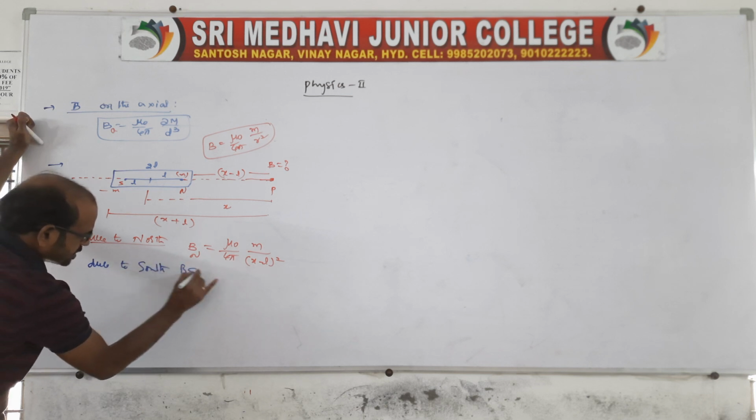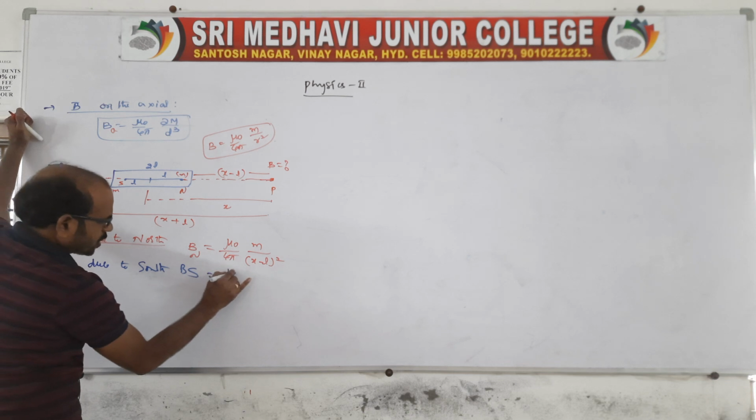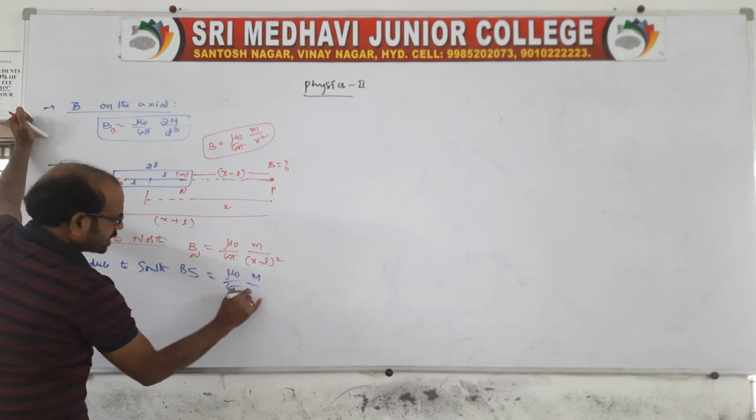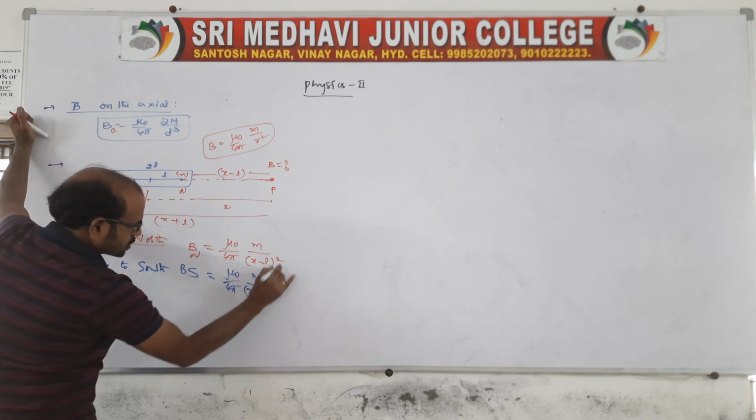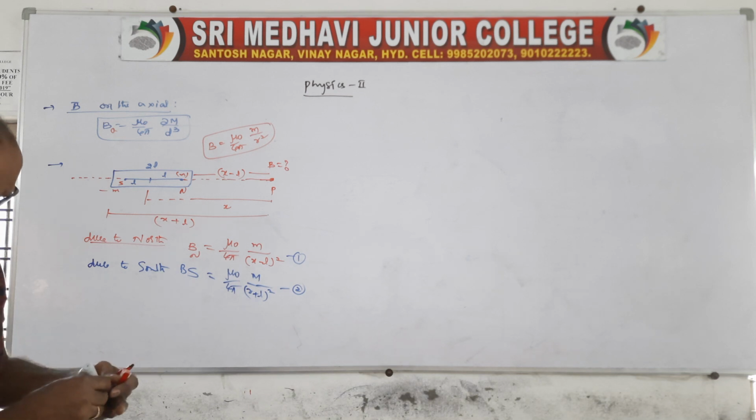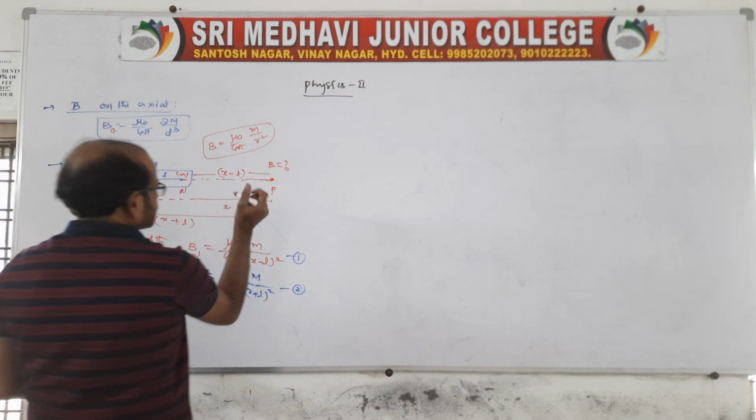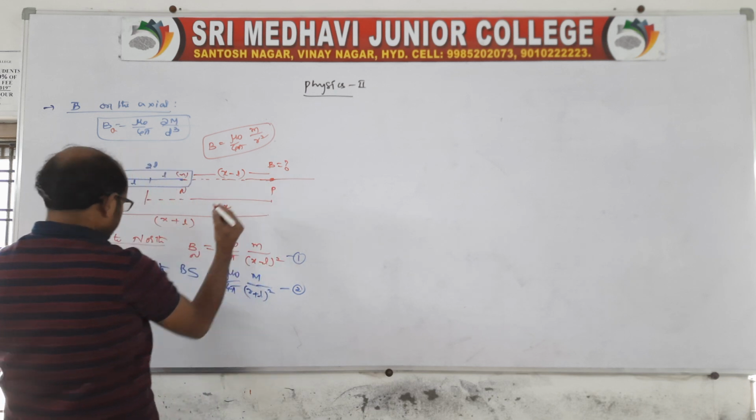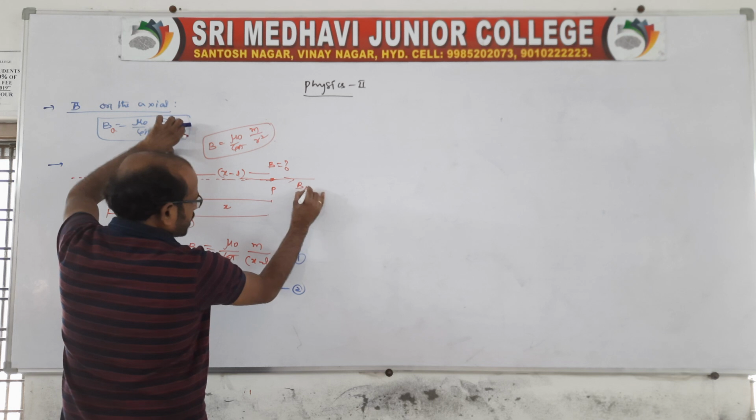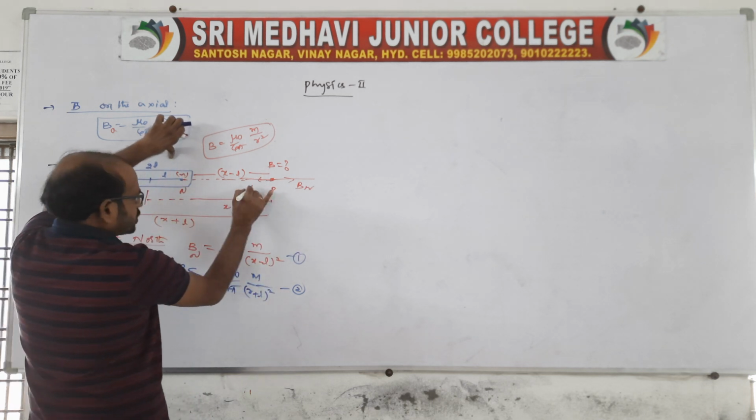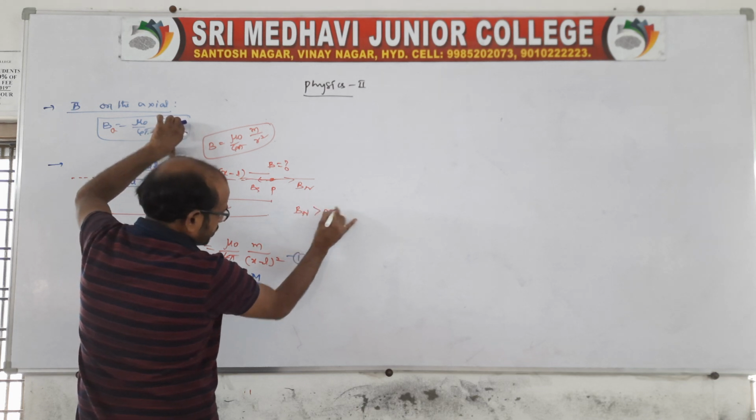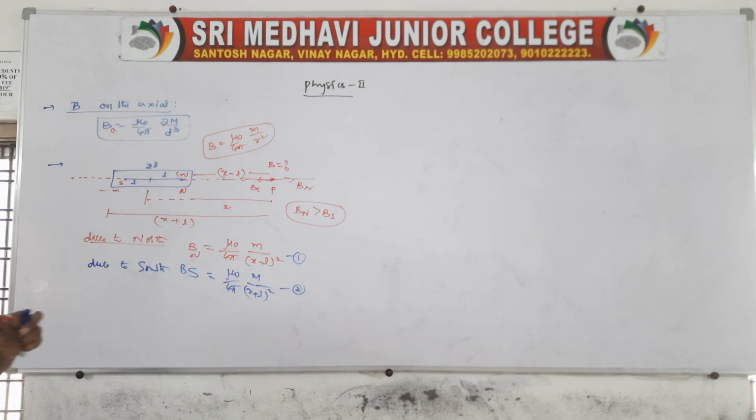Now in the same way, due to the south pole, Bs is equal to mu naught by 4 pi into small m by, the pole distance is r plus L whole square. So now you take equation 1 and equation 2. At this point, the north pole is very close, therefore the field will act away from the north. Due to the south pole the field will act towards it, and you remember here Bn is greater than Bs, because the north pole is very close and it is a positive pole.